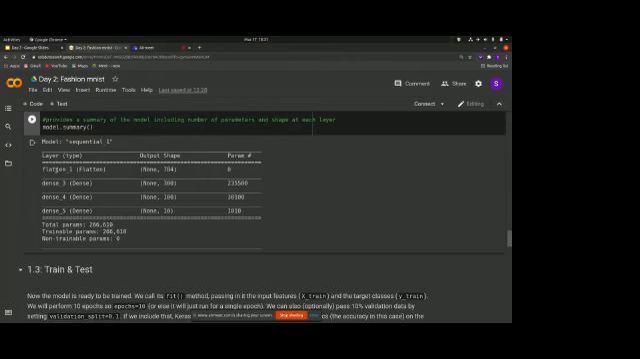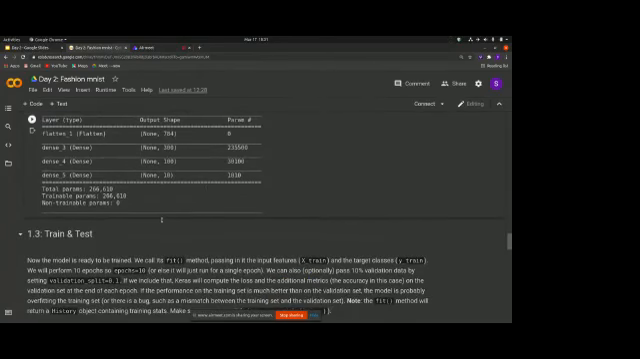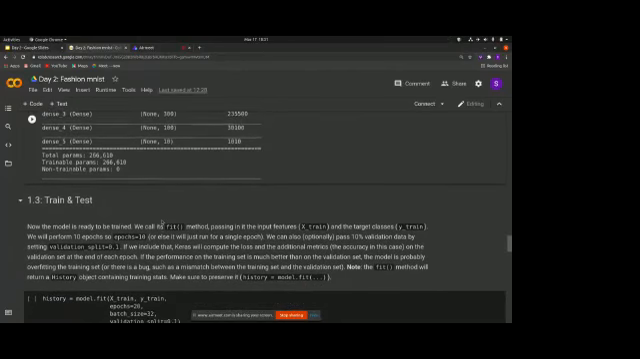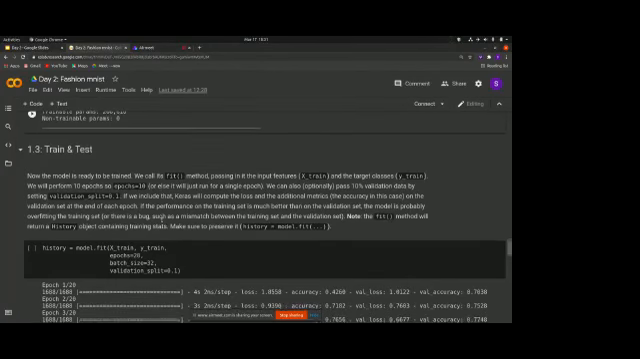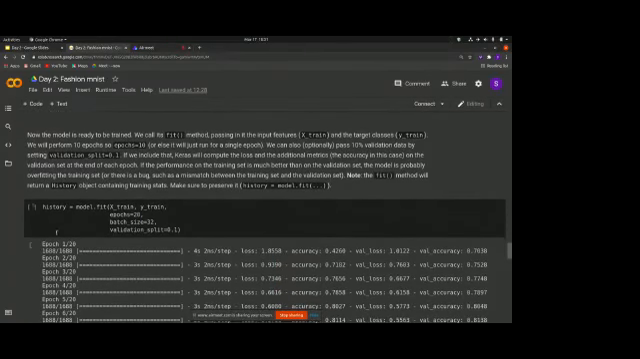Model.summary prints the summary of the model that we had built: 1 flatten layer and 3 dense layers. 784, as I had said, that is after expanding the 28 by 28 image. 300 neurons in the first hidden layer. In the second hidden layer, it's 100, and finally in the output layer, we have 10 neurons for the 10 labels. So we have defined our model. We have defined the cost function it uses, the optimizer it uses. We will now actually start training.